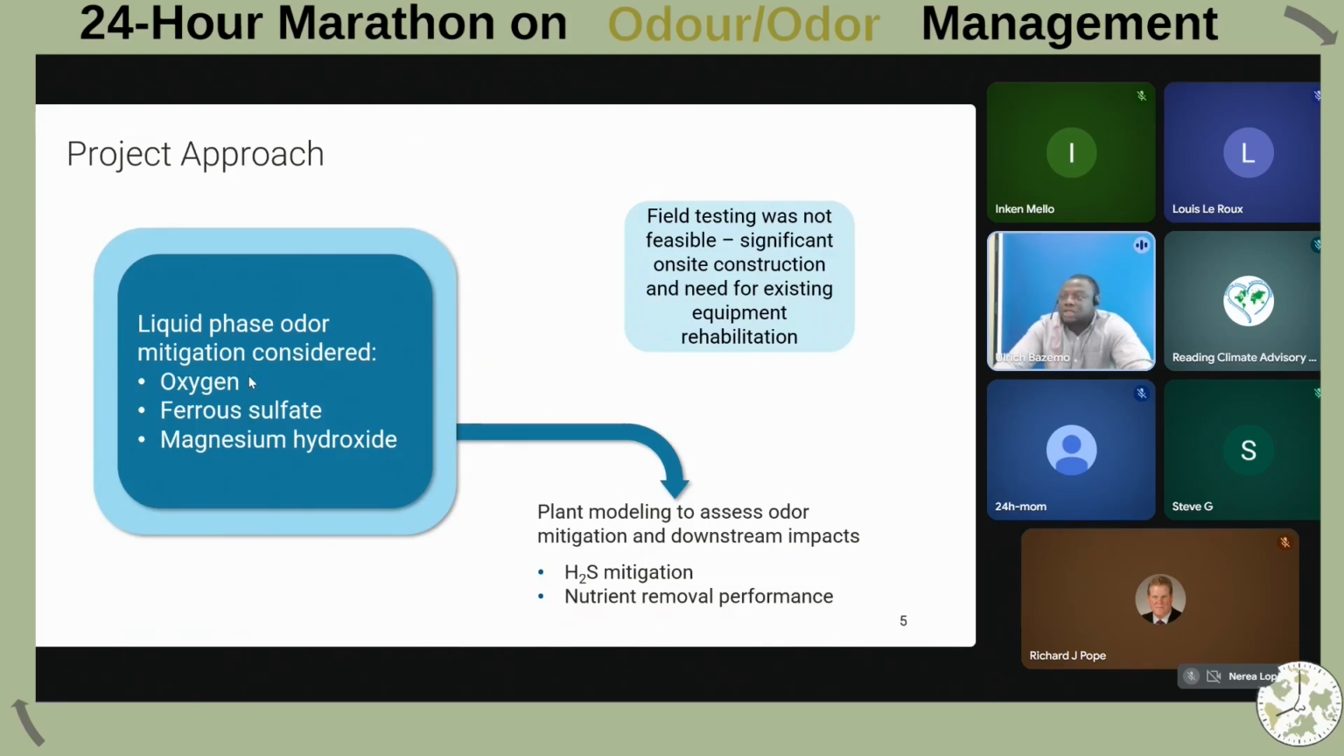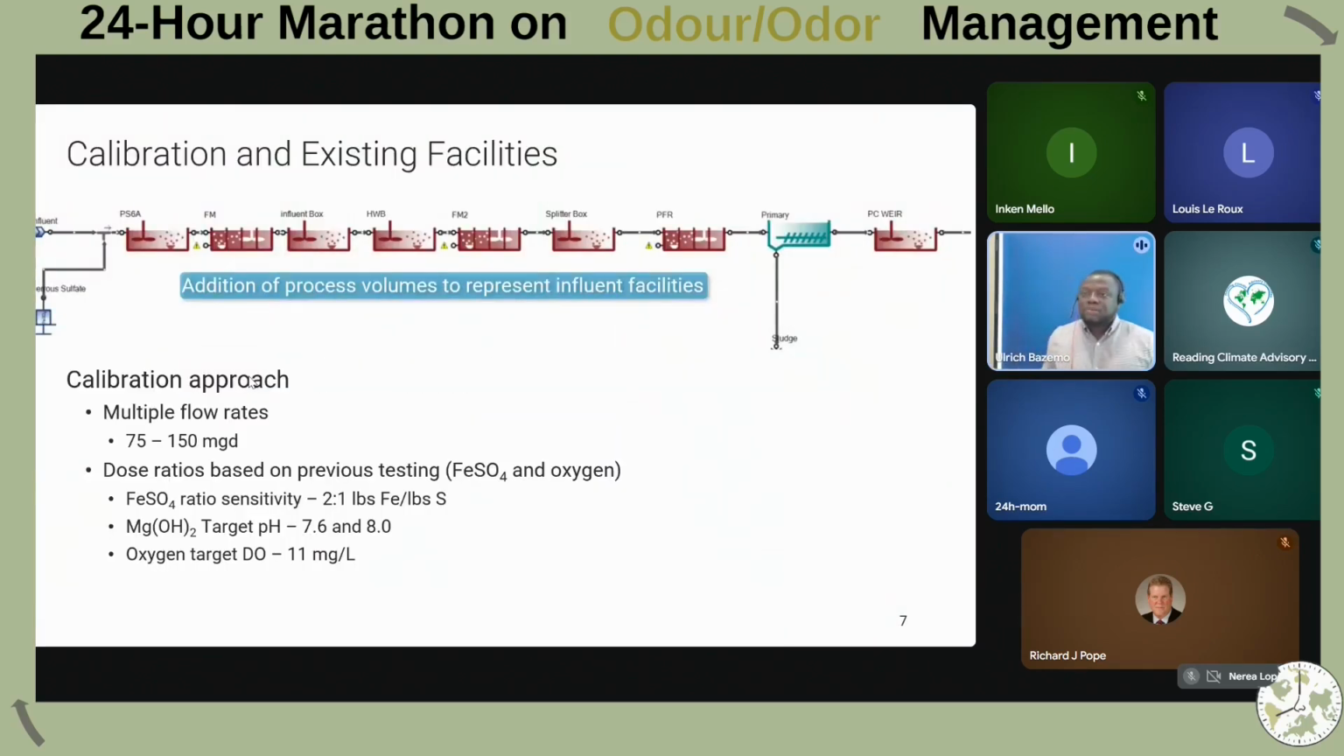We also wanted to model the impact of ferrous sulfate injection at the plant influent, from the raw influent throughout the preliminary treatment and to the primaries. And we also tested magnesium hydroxide, and I'll share the results later. Like I mentioned, beyond H2S mitigation, we also looked at the impact on the plant process as well. All right, going to the model development.